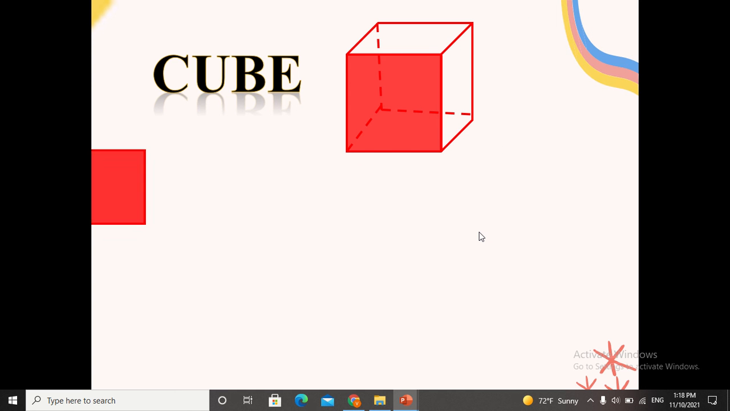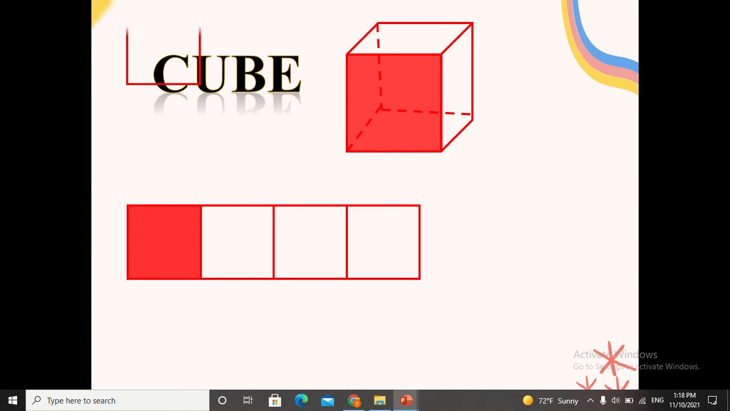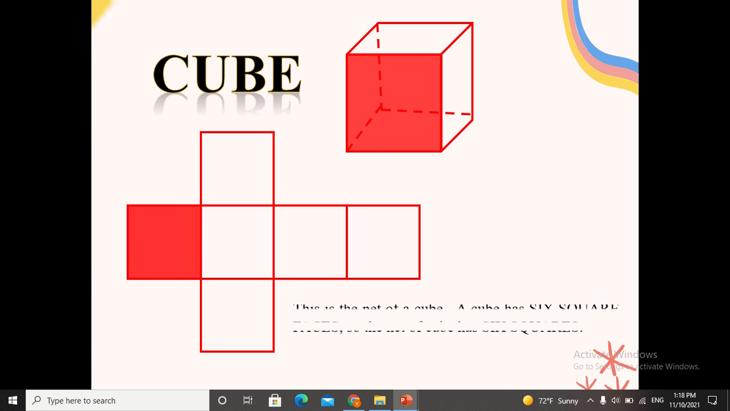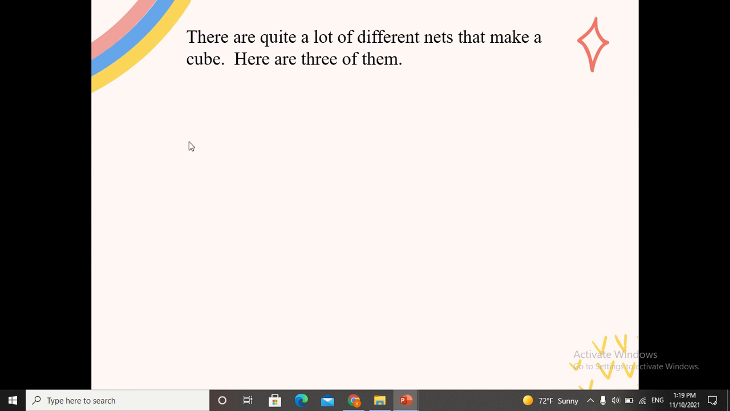Cube. We can see this, the net of a cube. A cube has six square faces, so the net of a cube has six squares. 1, 2, 3, 4, 5, and 6 squares. There are quite a lot of different nets that make a cube. Here are three of them.